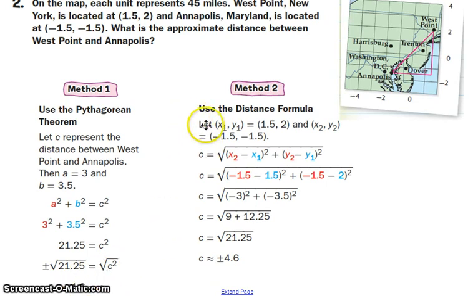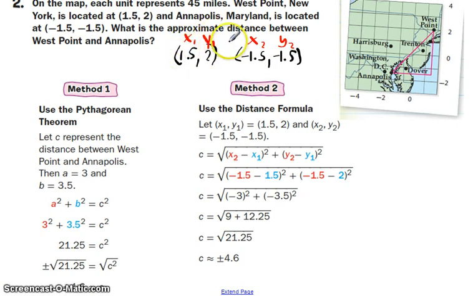Let's see how they used it when they did the distance formula. Let's rewrite those points up here. We have (1.5, 2) and we have (-1.5, -1.5). Let's label them. This is our x and this is our y, and this is the first point, so we're going to make that x1 and y1. This is our second point, this is an x, this is a y, but since it's our second point, let's make that x2 and y2.